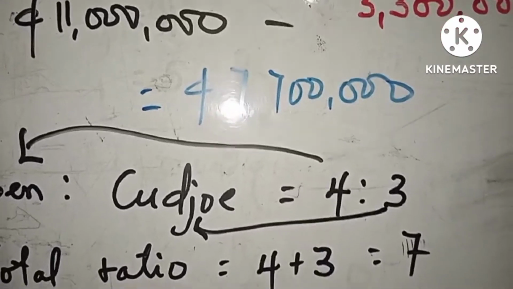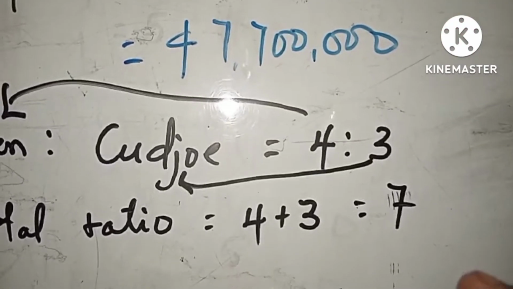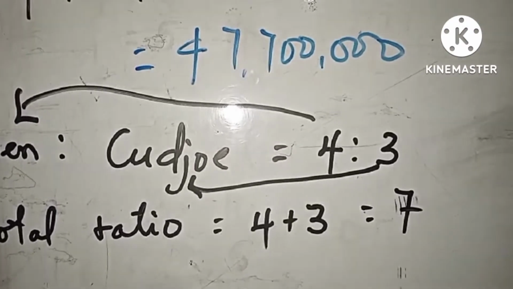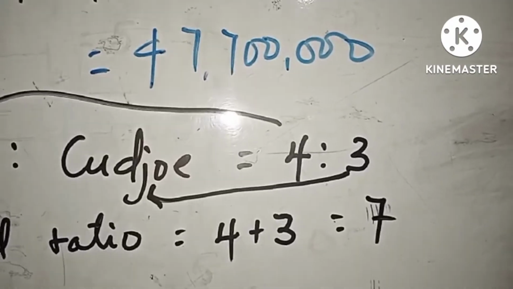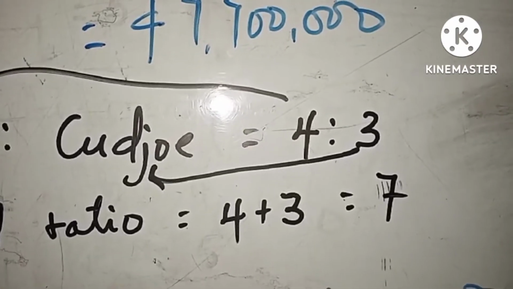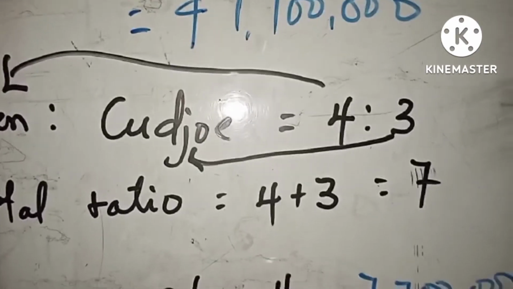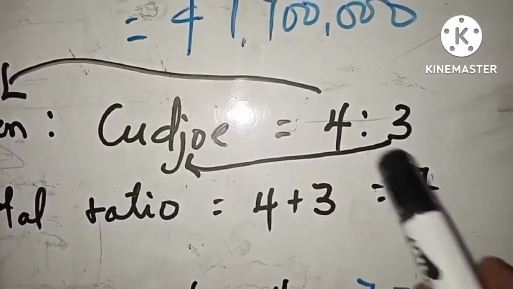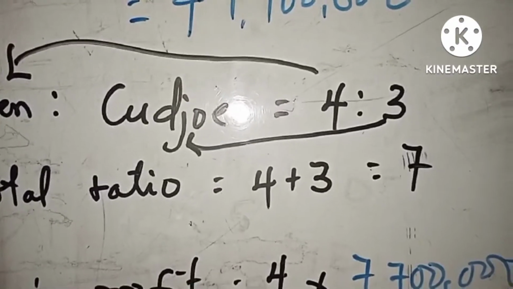Always make sure that you find the total ratio. Just like in the case of the pizza, what will be the total ratio? The total ratio will be 4 plus 3, which is equal to 7. Now the question asks how much Ben received. If you remember in the case of the pizza, how much did the girls or the boys take home?